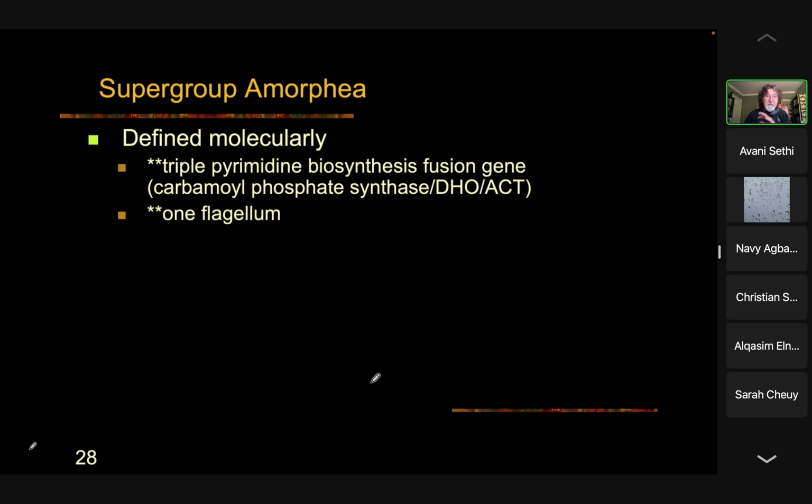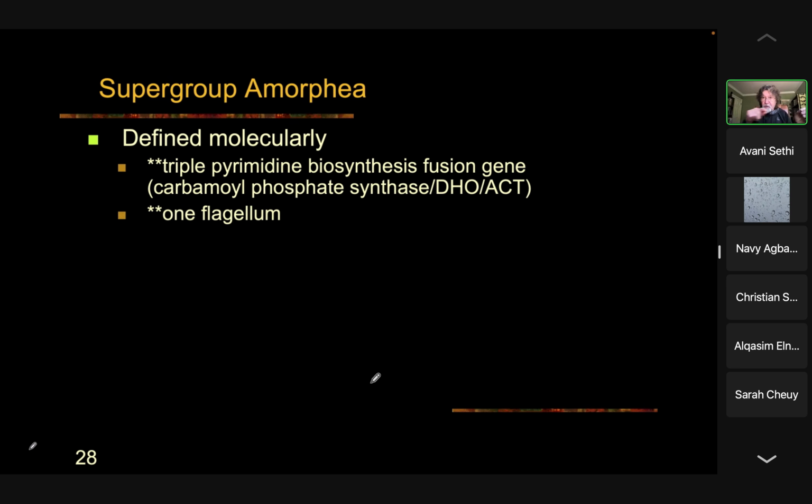One of these enzymes is carbamoyl phosphate synthase. Another of those enzymes is called DHO. That's an abbreviation. We don't need the acronym. We don't need to go into what it means. Another one is ACT. And these genes that code for these enzymes are normally separate from each other. Okay, in all other eukaryotes, they're separate genes. But here in Amorphia, they have fused together.